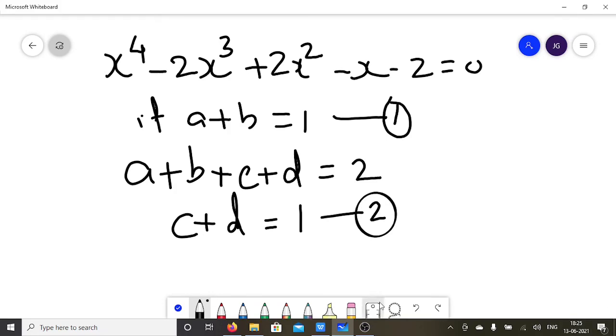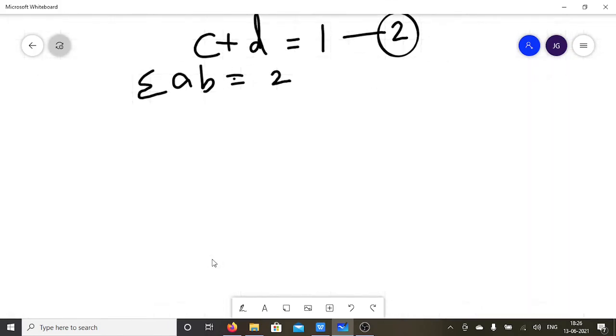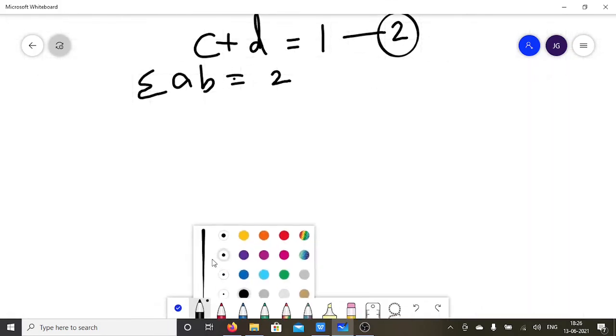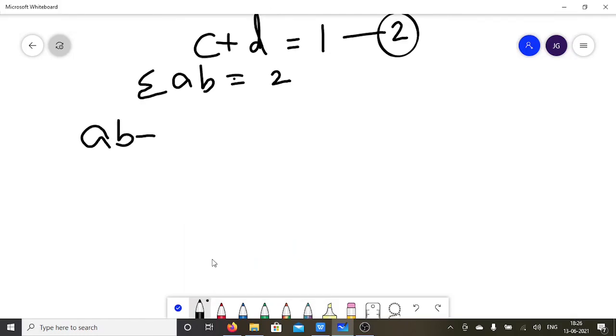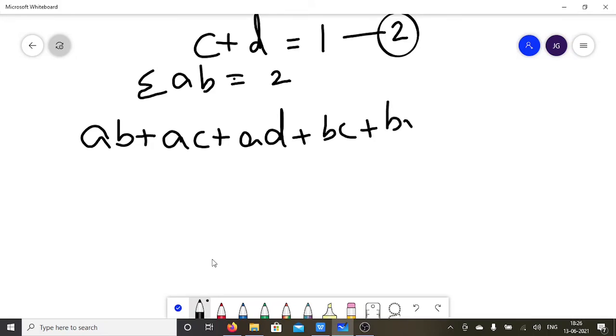Now, from this equation we have sigma ab equal to 2, that is, ab plus ac plus ad plus bc plus bd plus cd is equal to 2.